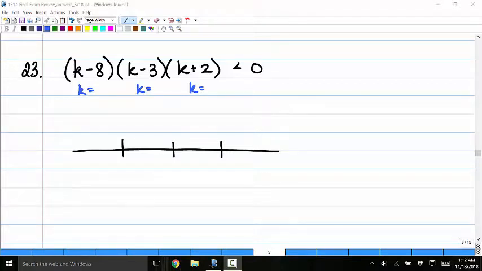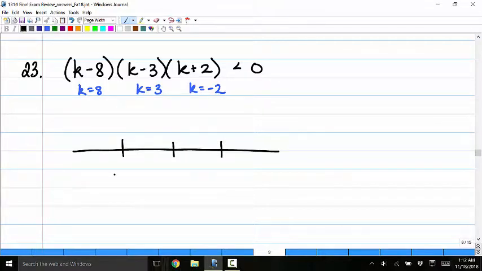Continuing on with the review, number 23, I want to solve the polynomial inequality (k - 8)(k - 3)(k + 2) < 0. I have 0 on the right hand side, which is good. I want that. Now I need to set each factor equal to 0 and solve for k. I get k = 8, k = 3, and k = -2.